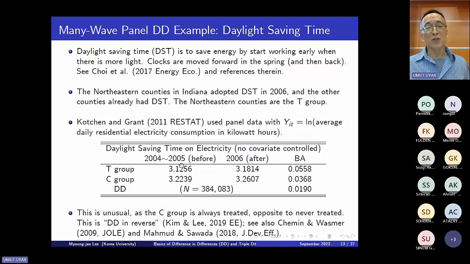In this particular study, there is one unusual aspect because the C group is always treated, which is opposite to never treated. In the usual DD, the C group is never treated, and we compare the T group to that kind of C group. But in this particular case, the C group is always treated because they already adopted DST. So this is called DD in reverse.